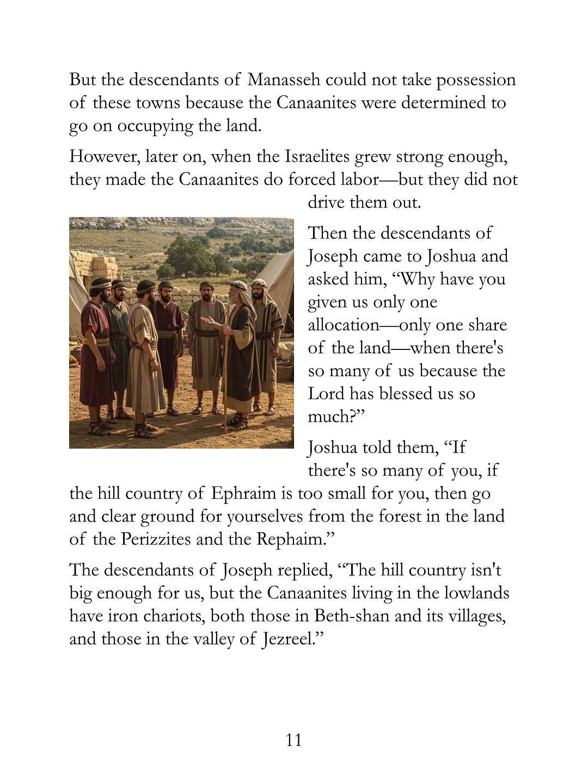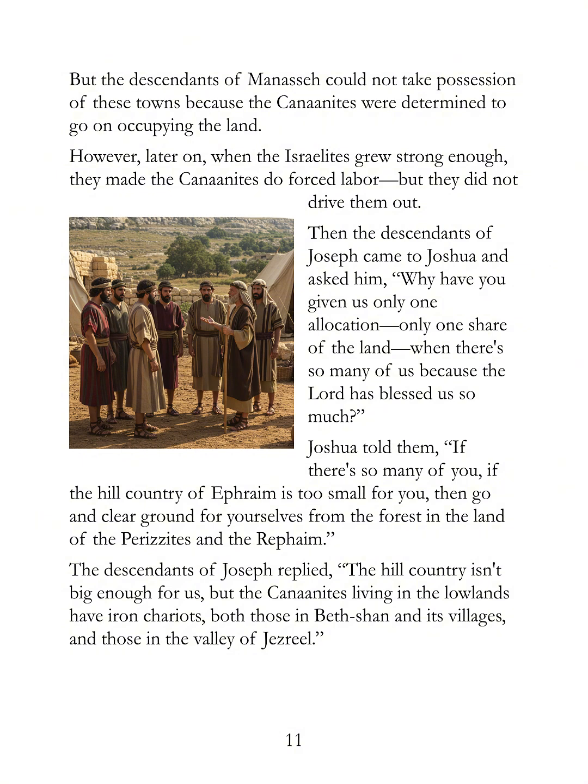Then the descendants of Joseph came to Joshua and asked him, "Why have you given us only one allocation, only one share of the land, when there are so many of us, because the Lord has blessed us so much?" Joshua told them, "If there are so many of you, if the hill country of Ephraim is too small for you, then go and clear ground for yourselves from the forest in the land of the Perizzites and the Rephaim."